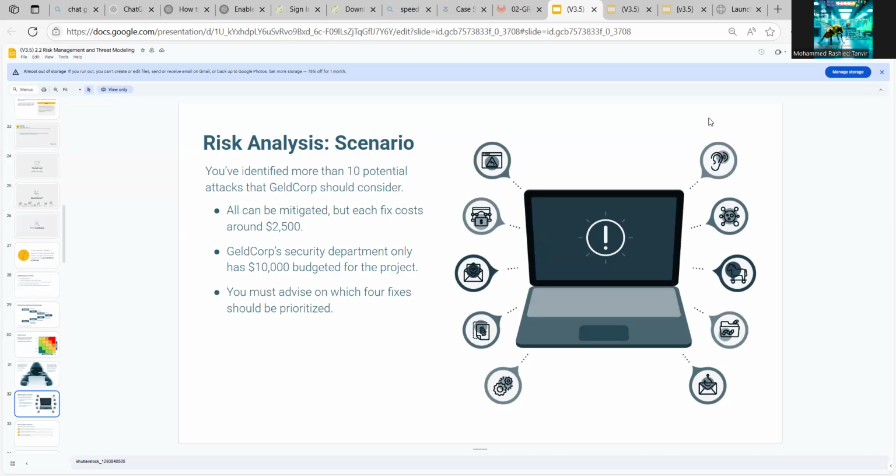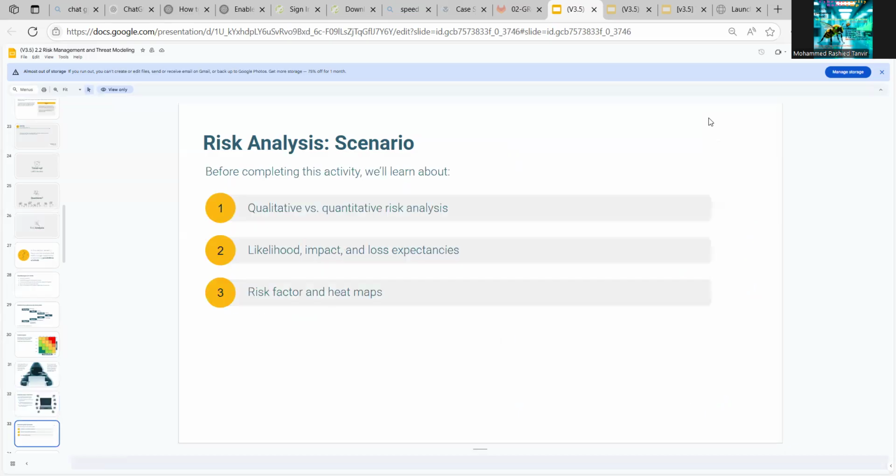So they have 10 potential attacks coming, but your budget is only $10,000, and each attack costs $2,500 to mitigate. So we'll proceed by exploring number one.